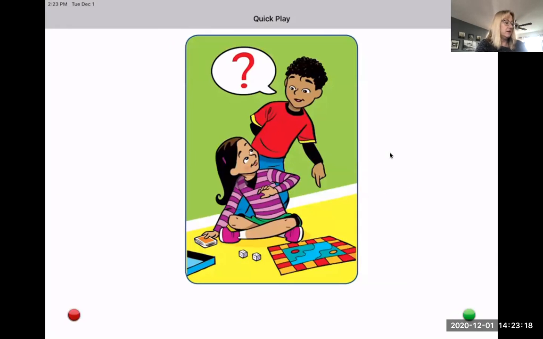Okay, looks like the little girl is playing a game and the boy is pointing at it and he has the question above his head. Maybe it's going to start with may or is. Or something you think of. You don't have to use my words, but it has to be a question.